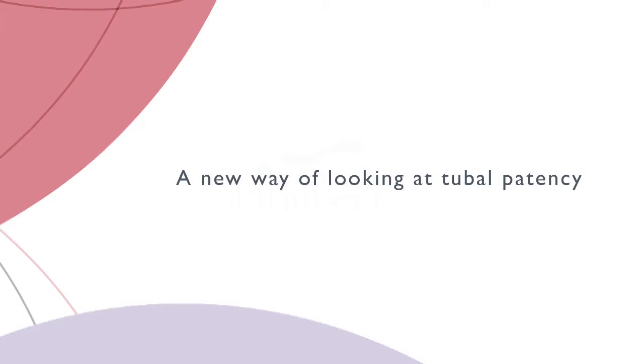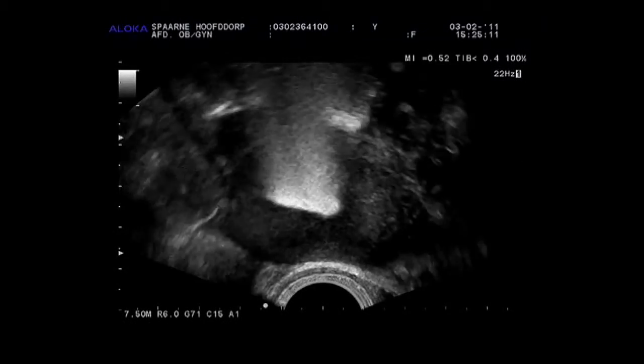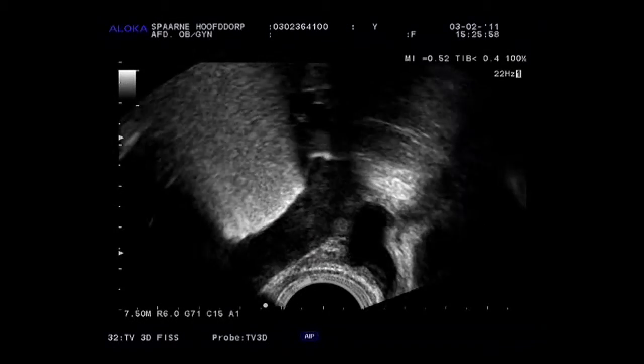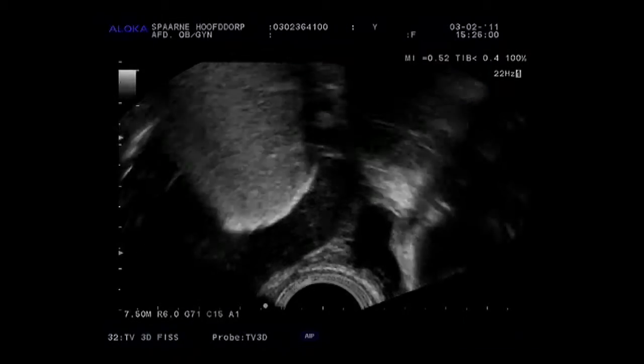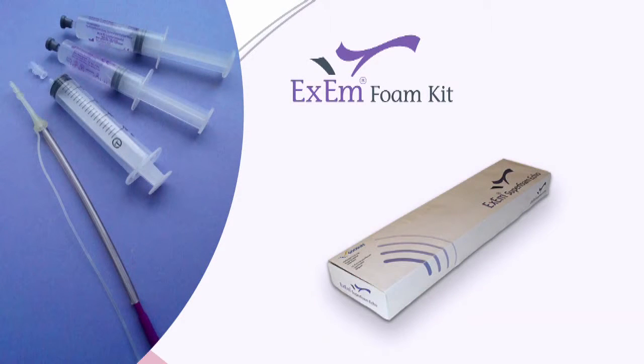EXEM FOAMKIT, tube of foam, a new way of looking at tubal patency. EXEM FOAMKIT is a complete set for mixing and insertion.